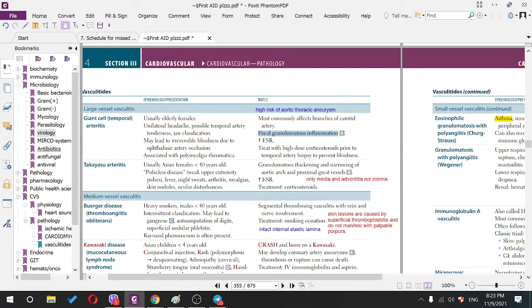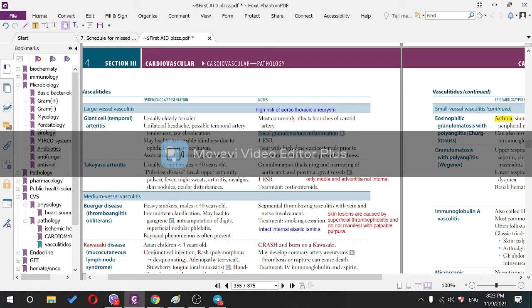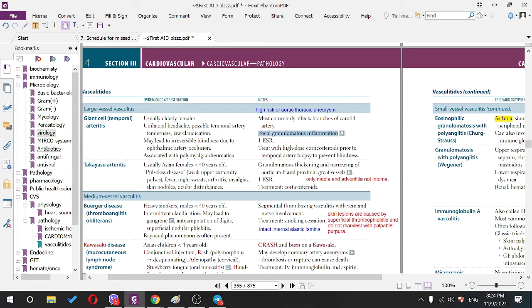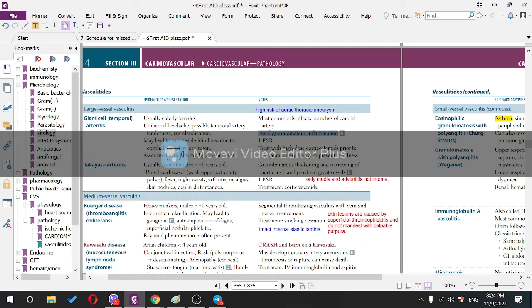So if the ESR is high and the patient has symptoms, like the claudication, the eye problems, like the visual disturbance, you already start the patient on a corticosteroid. This is the only time you will be required to know something about the dose in this book. You must know that you start a high dose corticosteroid, not a low dose corticosteroid. You are like, wait. So we even do it without confirmation, yes.